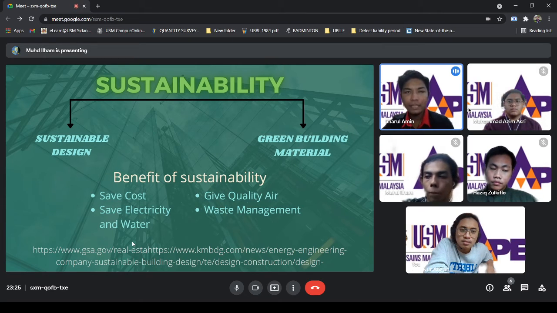The benefit we can get from this, especially in the long term, is that the client can save cost, especially on electricity and water. Next, it can give good air quality for the environment in that building, and during construction, it can help to reduce waste, especially on material. Okay, next slide.